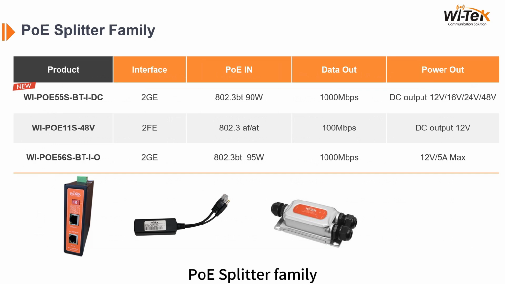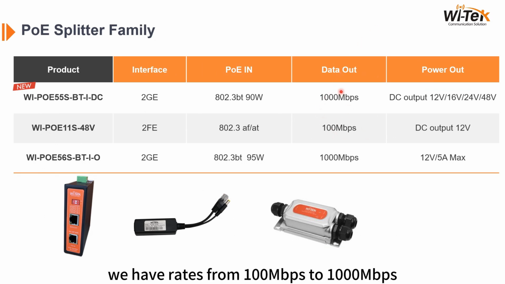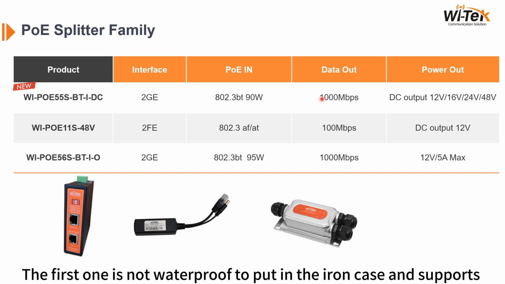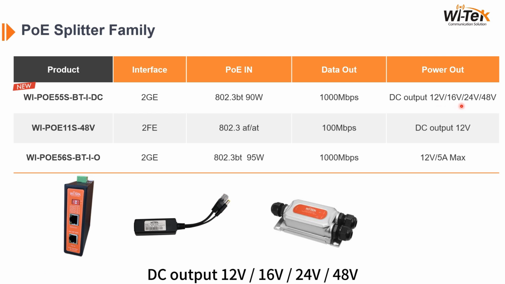PoE Splitter family, we have rates from 100 megabits per second to 1000 megabits per second. The first one is not waterproof, to put in the iron case, and supports DC output 12 volts, 16 volts, 24 volts and 48 volts. The second output is 12 volts. The last one is IP68 waterproof.